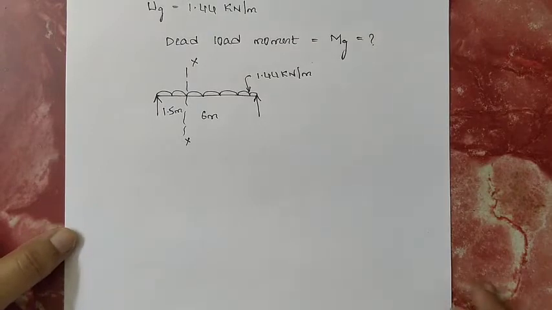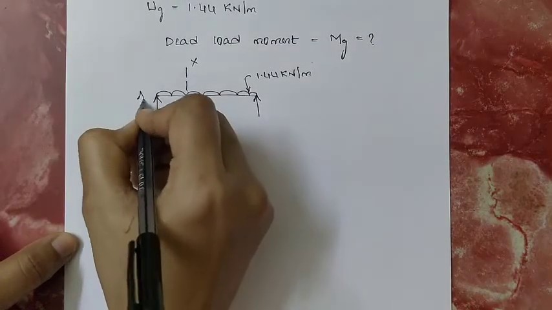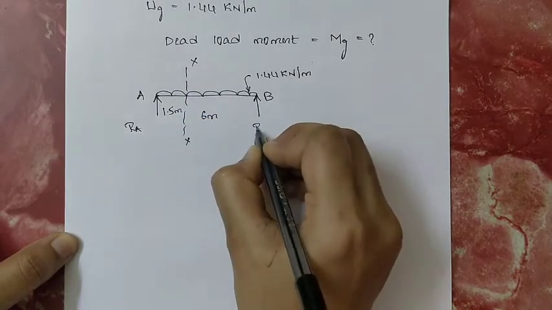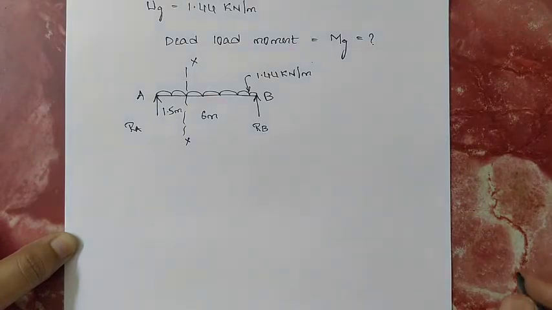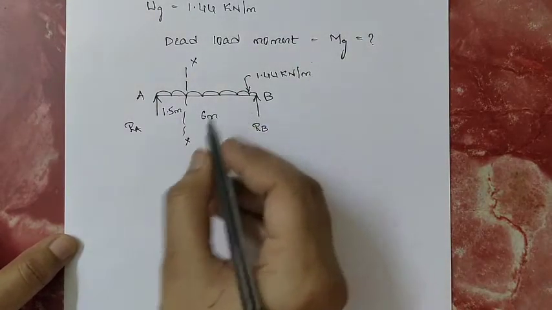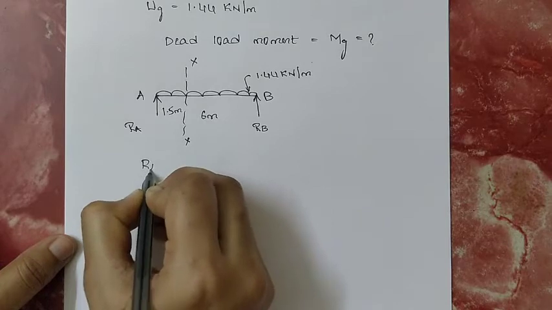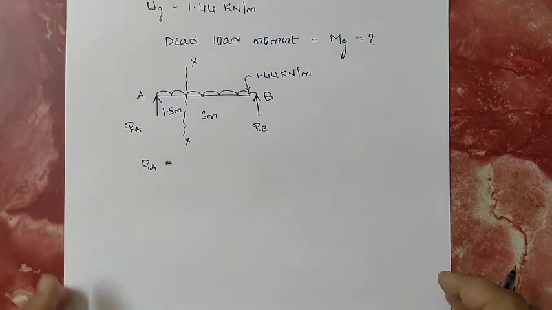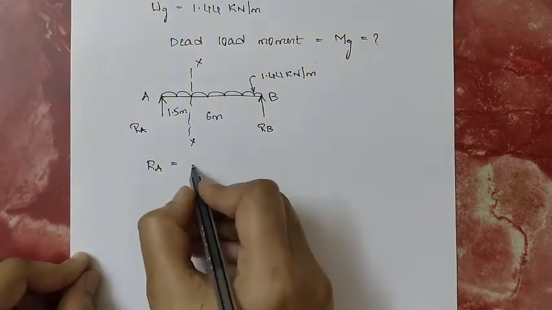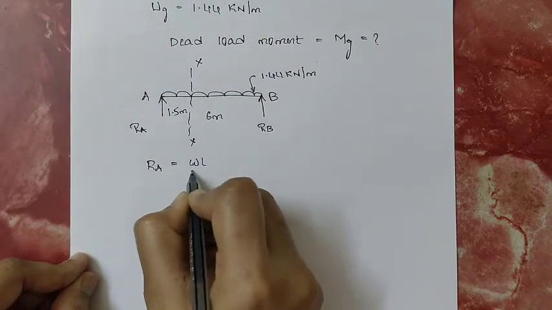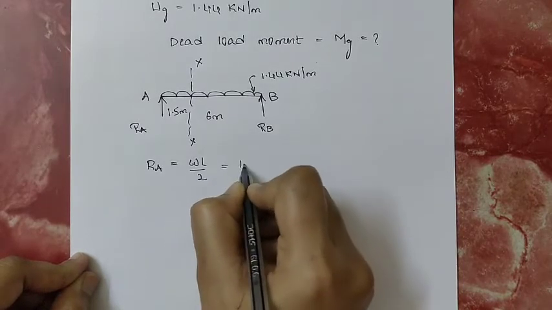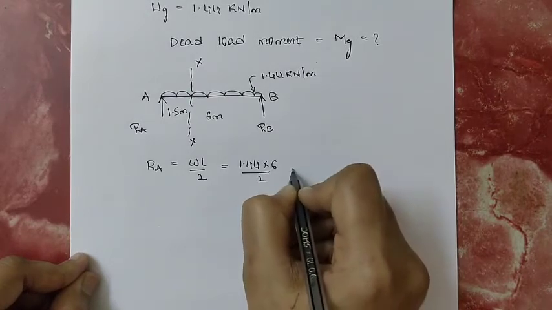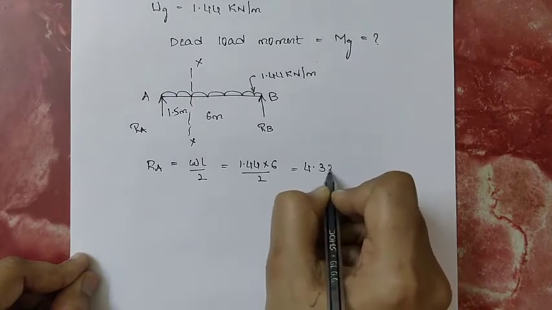Now you calculate the reactions. Call this end as A and this as B. Calculate the reactions RA and RB. It is a simply supported beam carrying UDL. Reaction RA will be equal to WL divided by 2, that will be equal to 1.44 into L value, which is 6, divided by 2. Then you will get the reaction as 4.32 kilonewton.